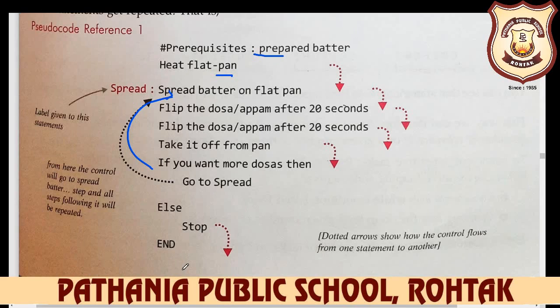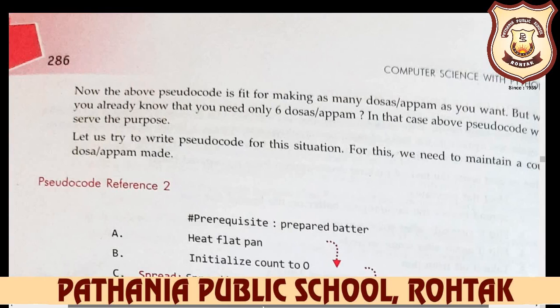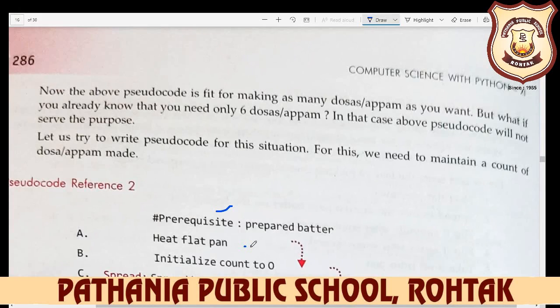Now the above pseudocode is fit for making as many dosa or upam as you want. But if you already know that you need only 6 dosa or upam, in that case the above pseudocode will not serve the purpose. Let us try to write pseudocode for this situation. For this we need to maintain a count of dosa or upam made. So write down second reference, prerequisite prepared batter, then heat pan, then initial count to 0, then spread batter on flat pan.